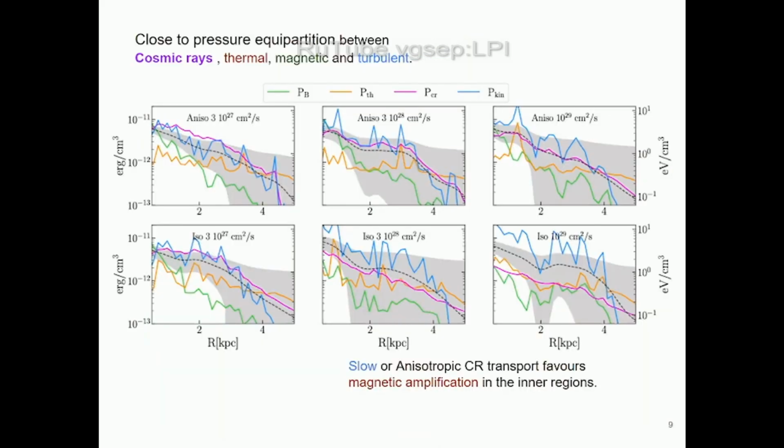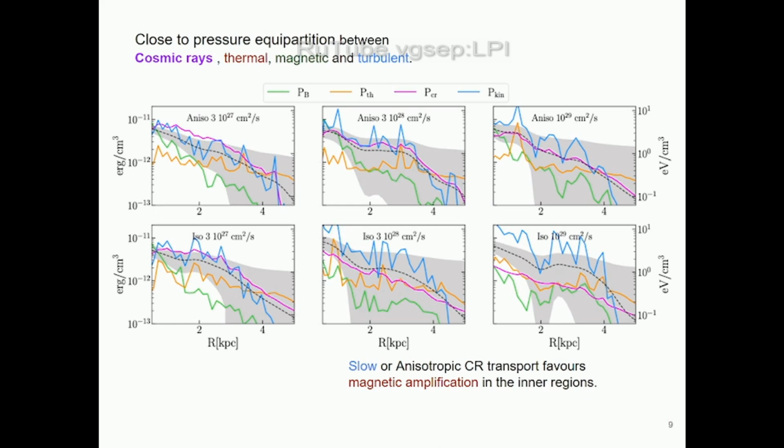Now, one interesting result: as I said, we expect to have in a galaxy some sort of equipartition, the same amount of pressure, between the different pressure components of the galaxy. So here I'm showing you the radial profile.